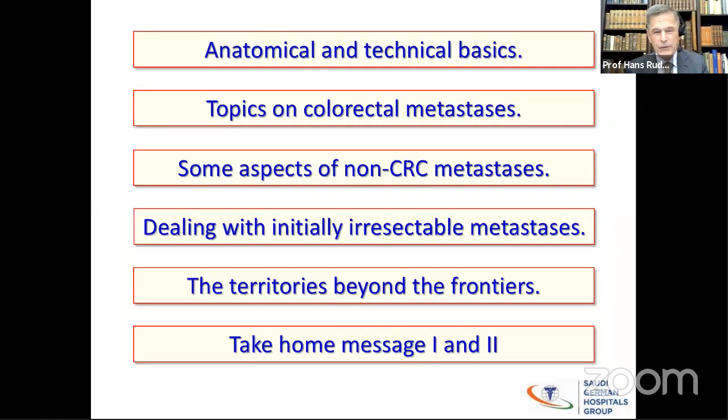I want to go through 6 steps to tell you something about, at first, the anatomical and technical basics. Then the main part is our topic on colorectal metastasis. Then I will say something about some aspects of non-colorectal metastasis, how to deal with irresectable or initially irresectable metastasis, and will try to explore some parts of the territories beyond the frontiers, and end with some take-home messages, or in Corona times, I should say, some stay-at-home messages.